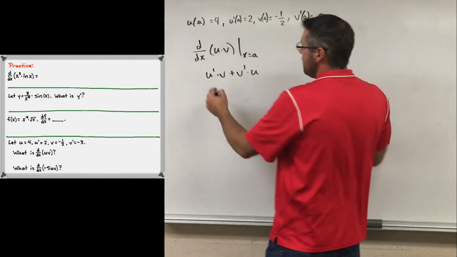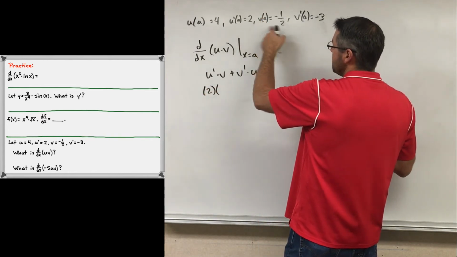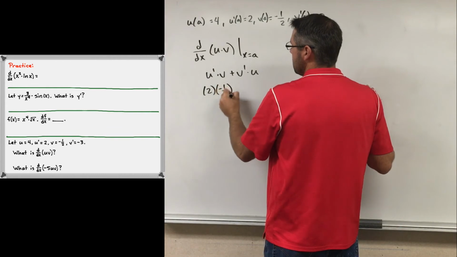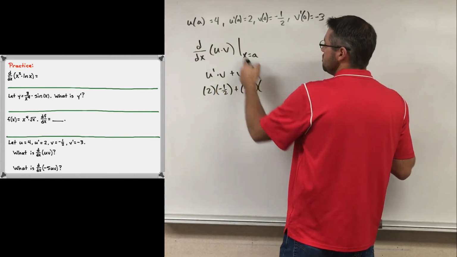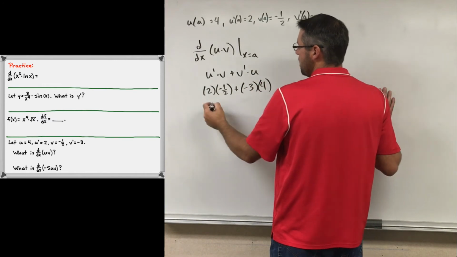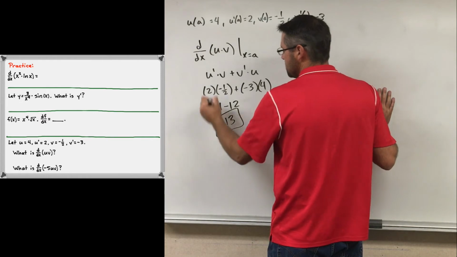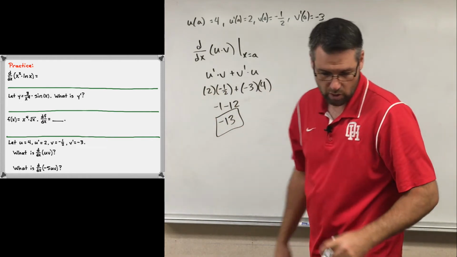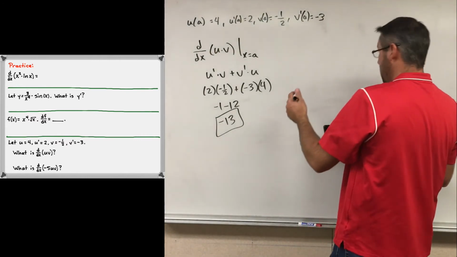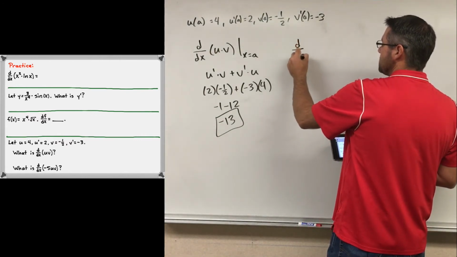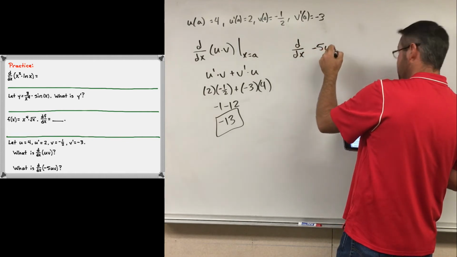U prime of a is going to be 2 times v of a, which is negative 1 half, plus v prime of a, which is negative 3, times u of a, which is 4. So we end up with negative 1 minus 12, which is negative 13 for that first question on that problem. And then the next question, it says, what is d dx of negative 5 uv?